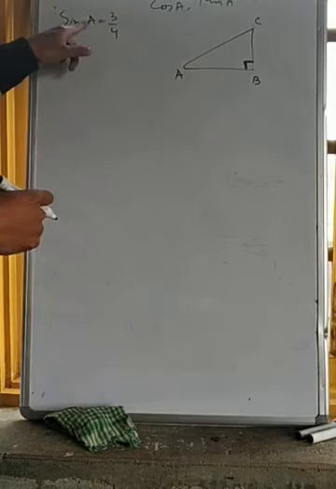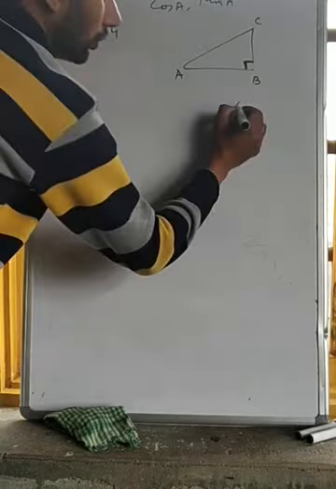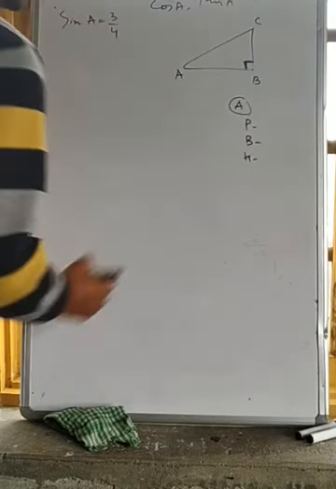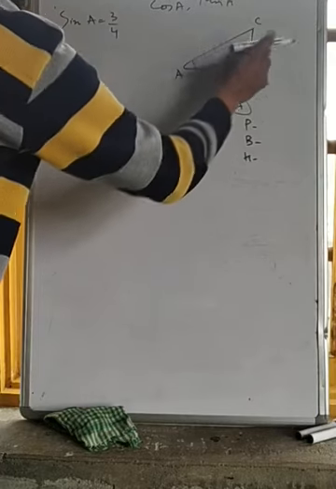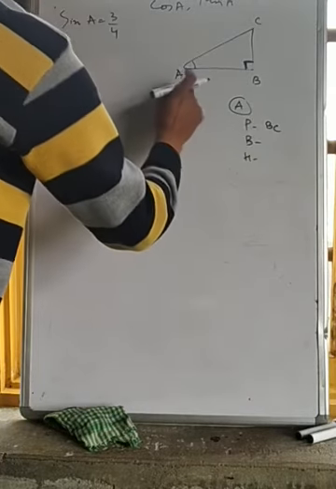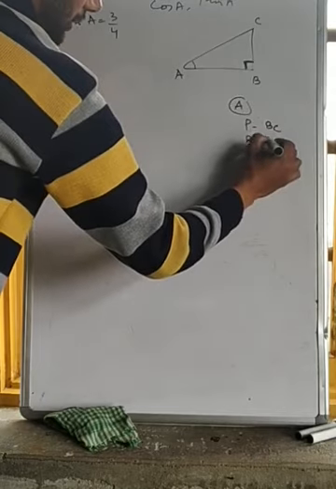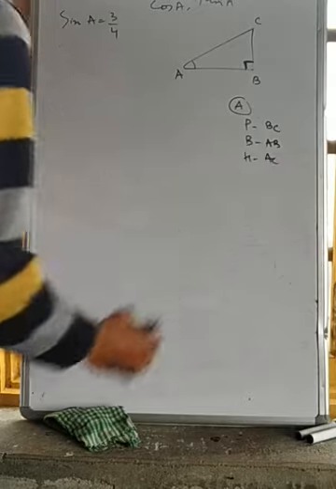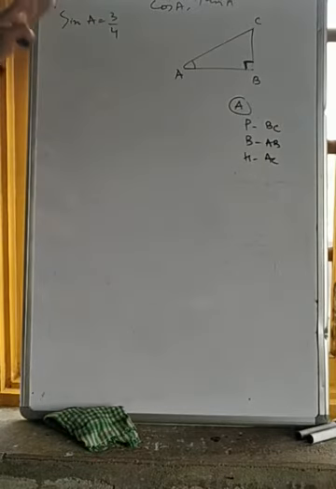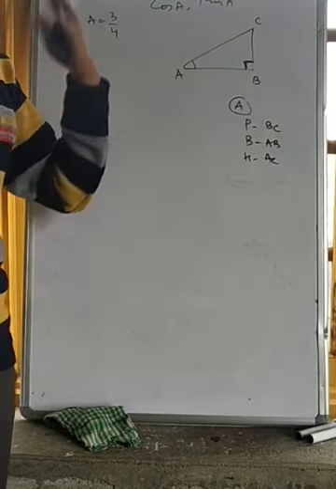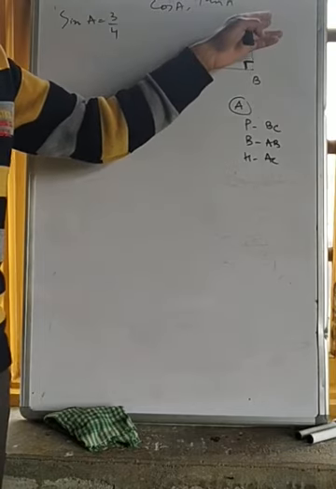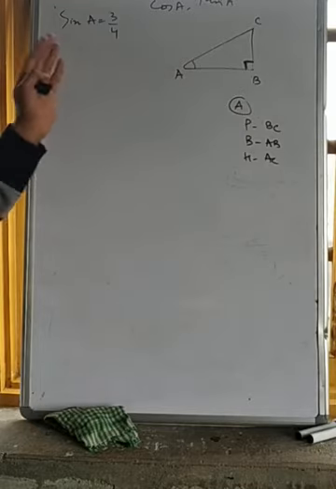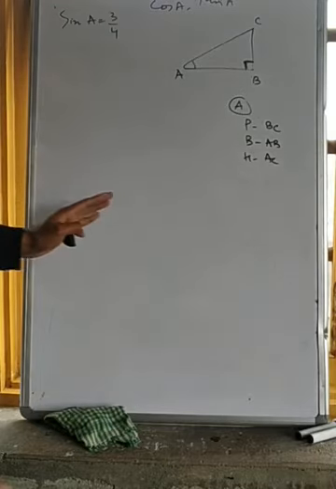We are given here angle A, so for angle A, let's keep it updated with all its three sides: perpendicular, base and hypotenuse. For angle A, the perpendicular is BC. For angle A, the base is AB. For angle A, the hypotenuse is AC. We are only asked about angle A here, not any other angle like C. So we have to keep angle A updated with its perpendicular, base and hypotenuse.